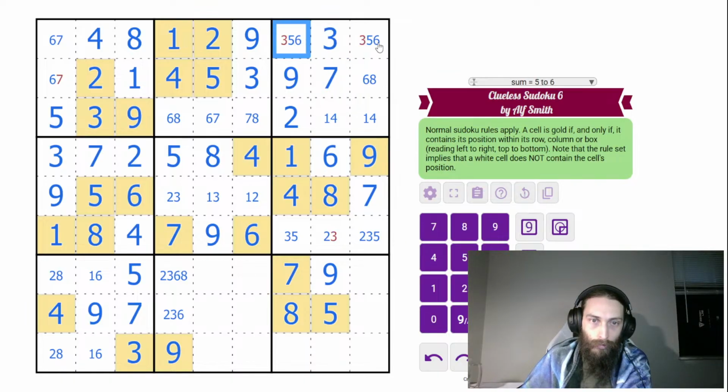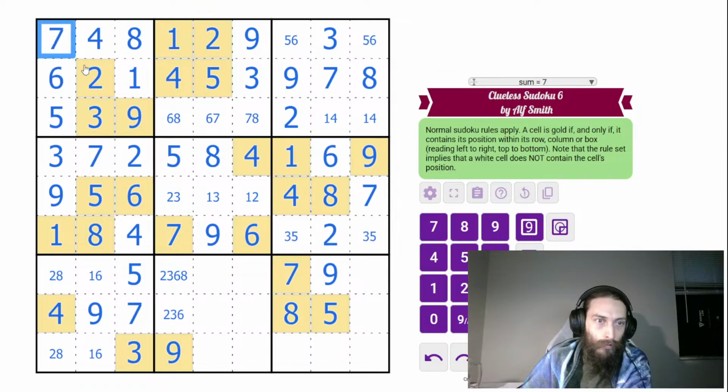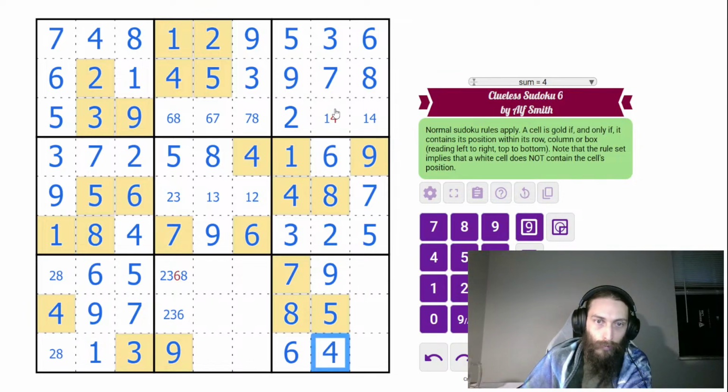Well, apparently that's a 7 and a 3. 5, 6 pair makes that an 8. 6, 7. Column 7, that's a 6. This one's 1, 4. 6 is out. 1, 2, 3. Oh, and that's position 3.